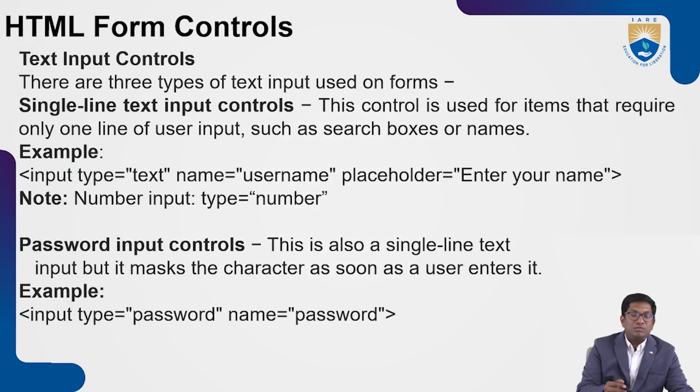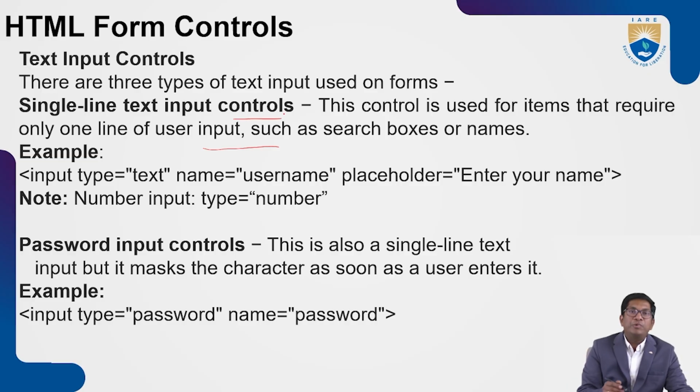So, text input controls. There are three types of input text controls used. One is the single line text input control. This control is used for items that require only one line of user input, such as search boxes or names. For example, enter first name, enter second name, enter username. So if it is one line of text, then you can use single line text input controls.